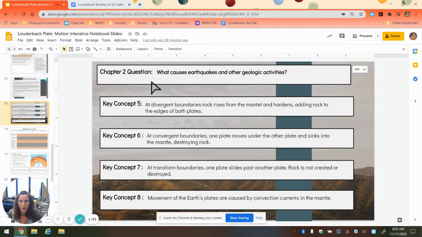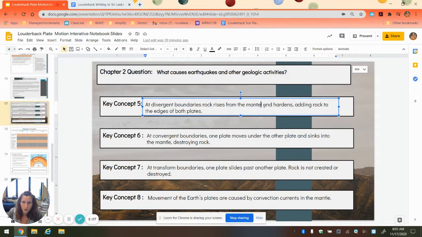Okay. So here, our Chapter 2 question, what causes earthquakes and other geologic activities? And then we have key concept 5, which is now given to you, that at a divergent boundary, rock rises from the mantle and hardens, adding rocks to the edge of both plates, and it should be mantle with L-E. There we go. At convergent boundaries, one plate moves under the other plate and sinks into the mantle, destroying the rock. Okay. I may actually change that to recycling the rock. I don't like the term destroying because it just melts into molten rock.